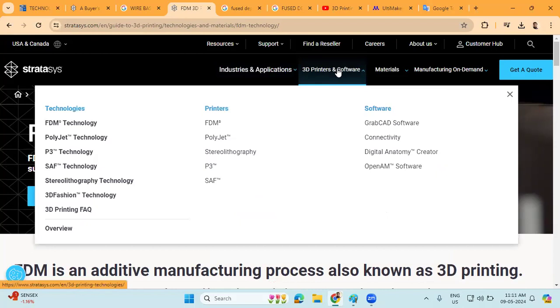In addition to its hardware, software, and material offerings, Stratasys also provides a range of support services, including training, consulting, and technical support. With its comprehensive suite of products and services, Stratasys is a leader in the fast-growing and dynamic world of 3D printing.